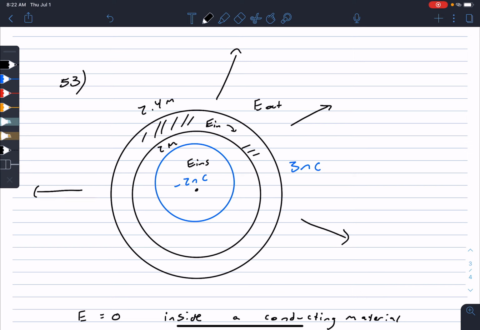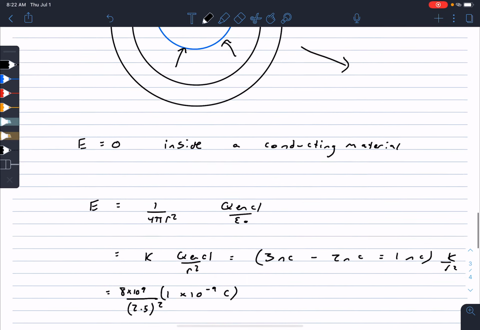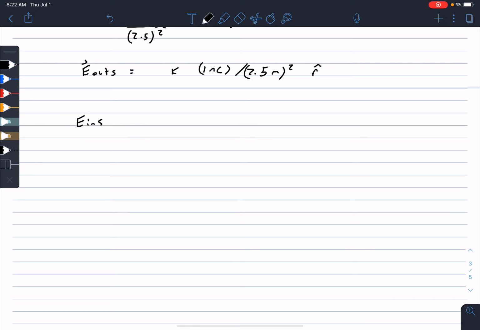And then inside, because this is negative, this is going to be radially inwards. So it'll be negative r hat. So E inside is equal to K over 1.5 meters squared, negative 2 nanocoulombs, r hat. Or you could write this as K over 1.5 meters squared times 2 nanocoulombs, negative r hat, like that. You could write it either way.